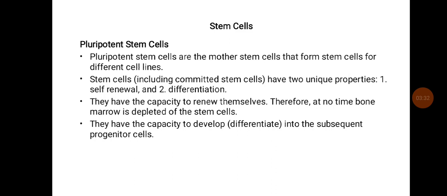Pluripotent stem cells are the mother stem cells, and they form stem cells for different cell lines. Stem cells, including committed stem cells, have two unique properties: self-renewal and the ability of differentiation. They have a capacity to renew themselves, therefore at no time is the bone marrow depleted of stem cells. They also have a capacity to differentiate into subsequent progenitor cells.